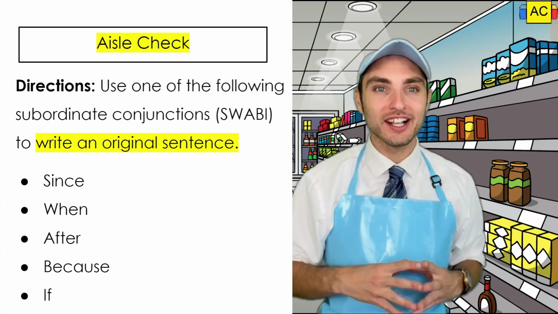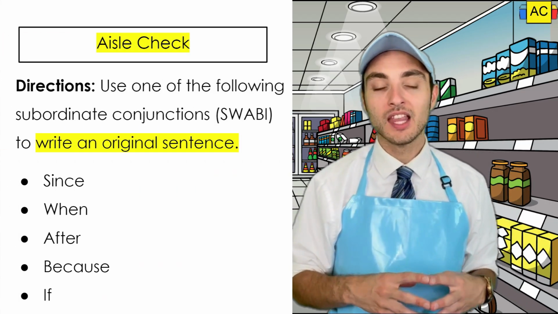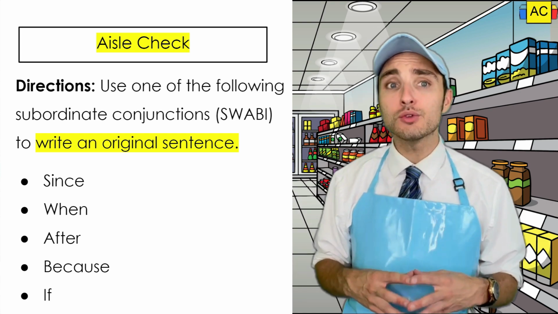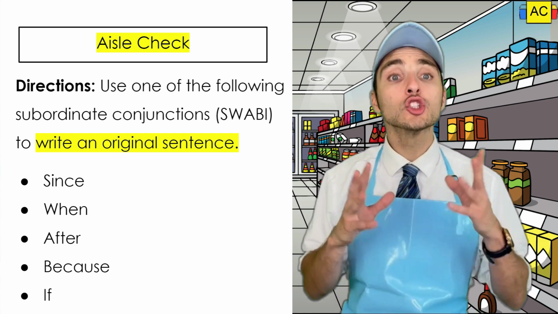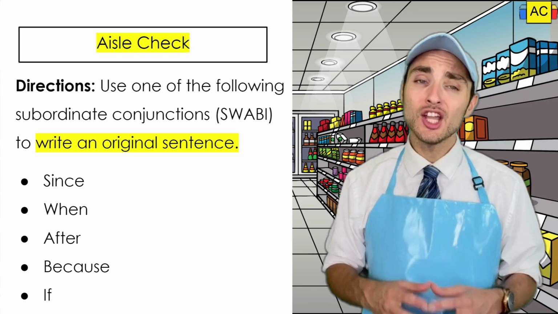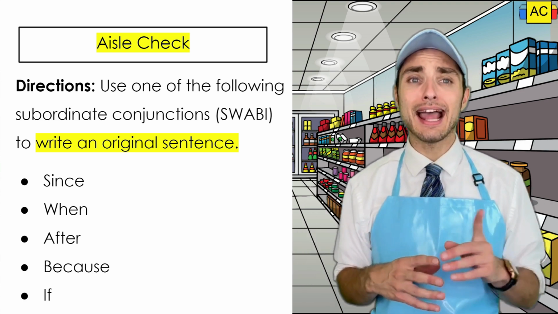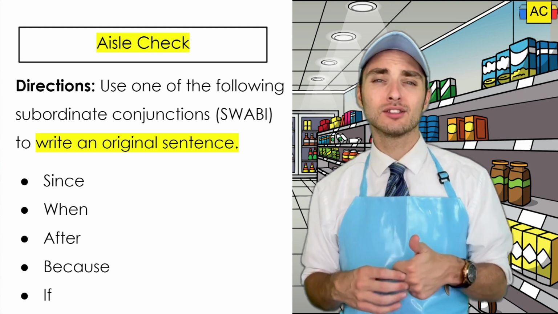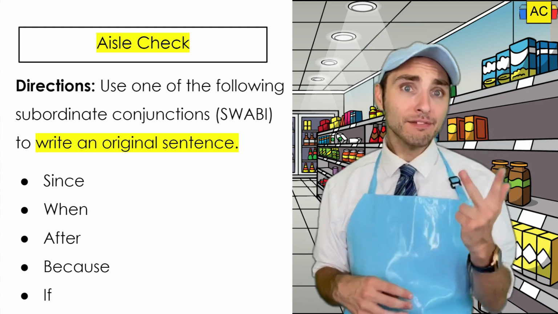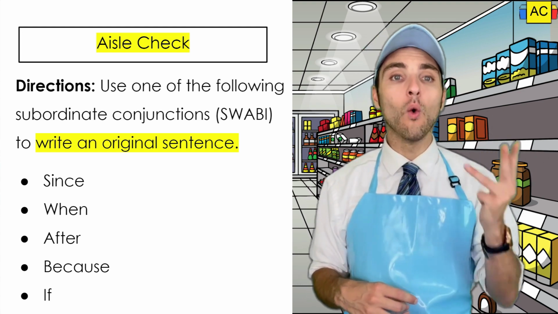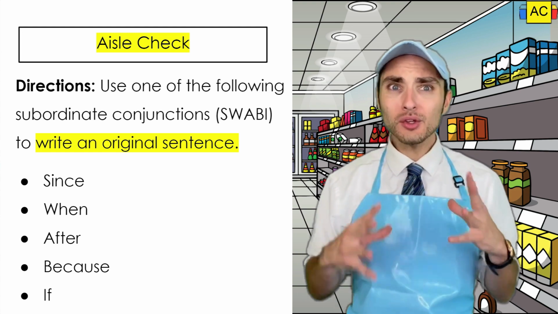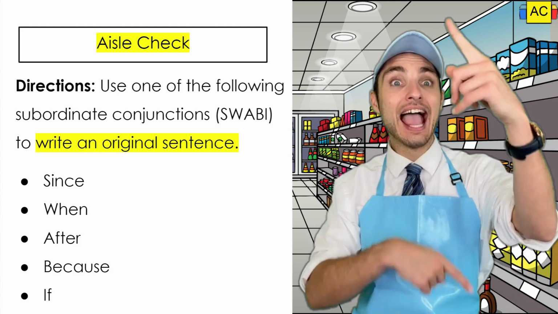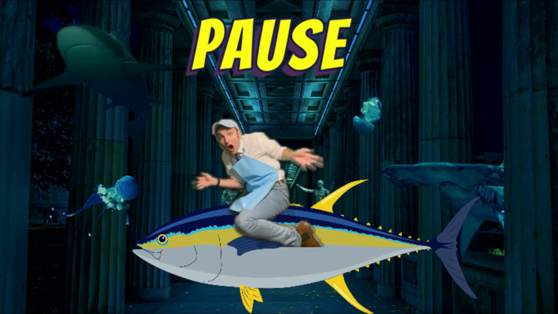For this week's I'll check, here's what I want you to do. Go ahead and create an original sentence that uses one of the words in SWABI. Basically, create an original sentence that has one of these words in them. Since, when, after, because, or if. Think you could do that? I know you can. And get to it.